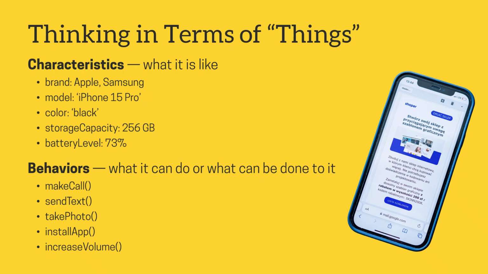And then you have what you call behaviors. These are like methods, okay? Your phone can make a call. It can send text. It can take photo. It can install an app. It can increase volume. Now, we don't usually use the words attribute and methods in everyday life, but we do naturally think in terms of things that have data and can do actions. Now, object-oriented programming is basically saying, let's organize our code around things, which are objects, that have data and behaviors.